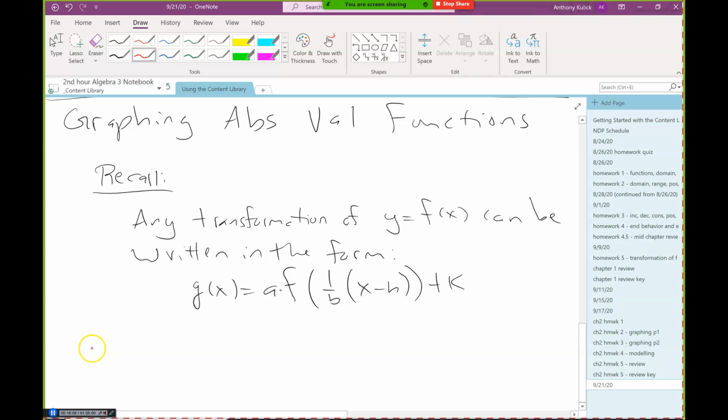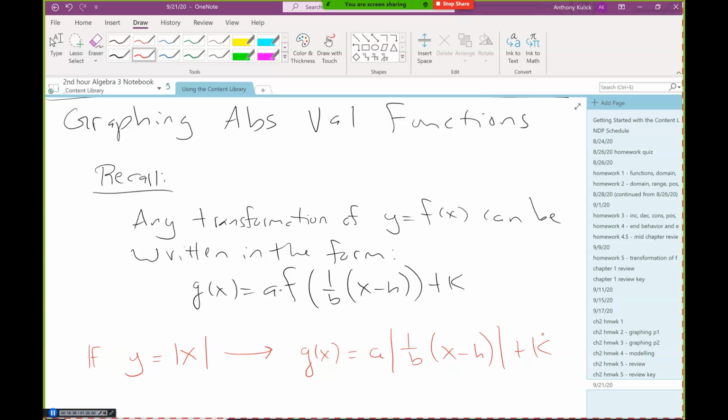Now in this chapter, our function that we're interested in is just the absolute value of x. So that gives us then the transformation, which would be g of x equals a times the absolute value of 1 over b times x minus h, plus k.